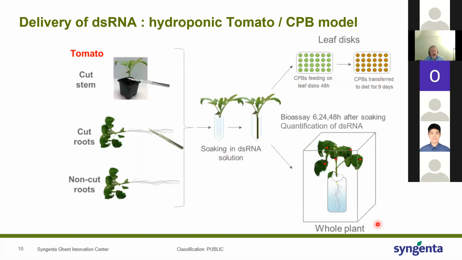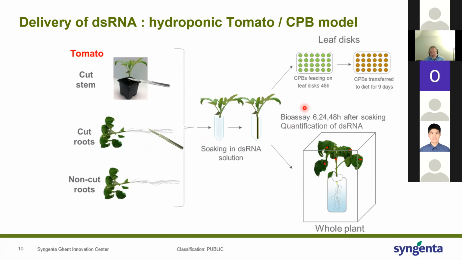So we thought that was an interesting observation, and we looked at this more systematically using this kind of hydroponic tomato model linked to a Colorado potato beetle readout. So we have this kind of hydroponic setups where we use cut stem plants that are soaked in this kind of solution. We also used cut root plants or intact plants. So they were incubated in solutions with double-stranded RNA. And then we scored for activity in the leaf disc assay, as I described before.